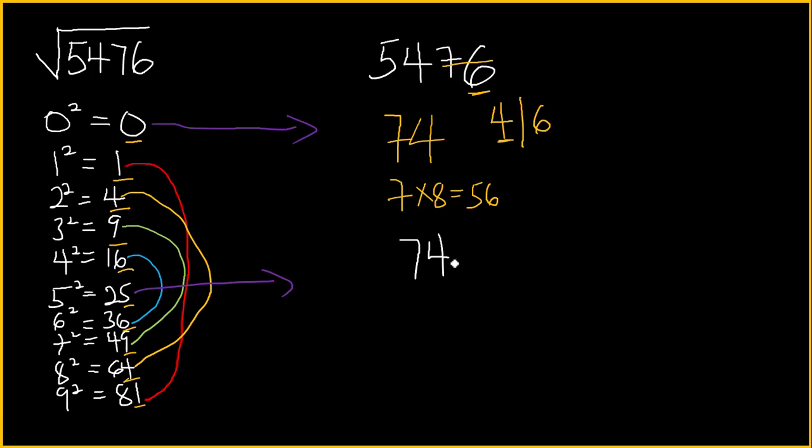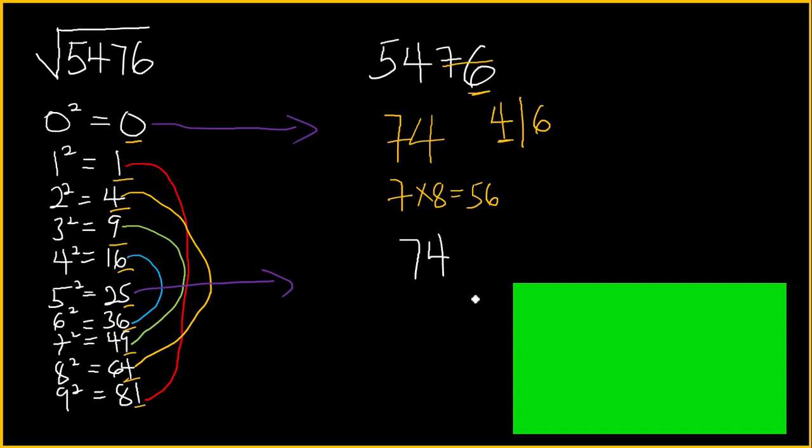So 74 squared gives us 5,476. Is this not simple? So within 5 seconds we are done. Let's solve a couple of examples to make us perfect in this. So now let's move on to another perfect square.